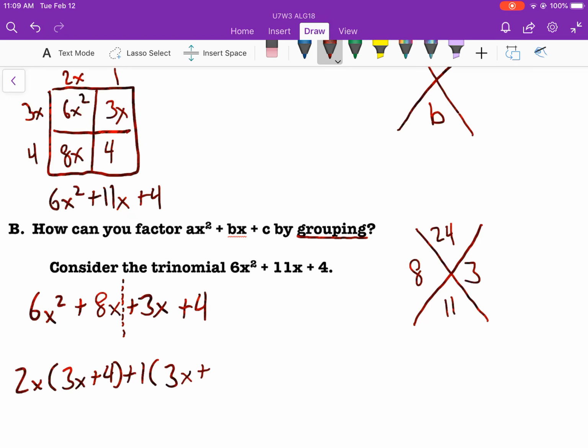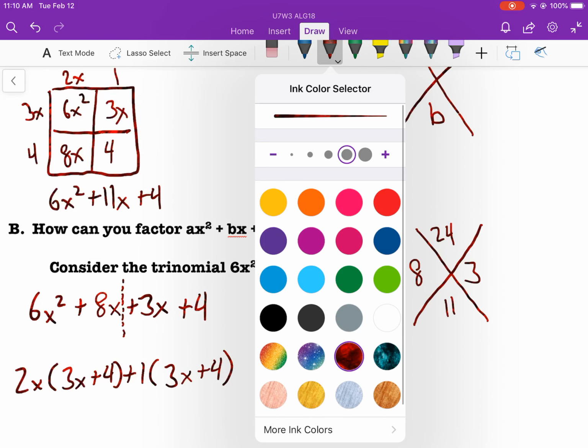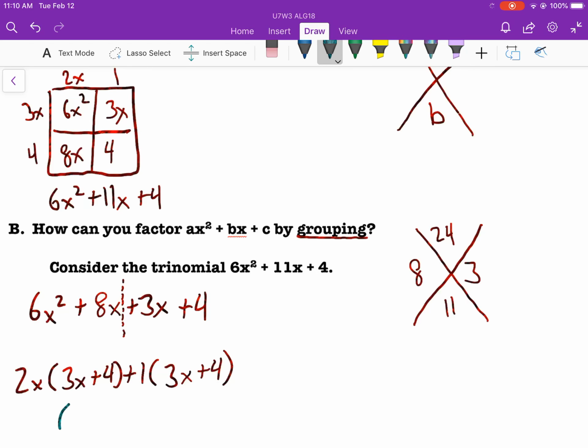And we have 3x plus 4 left over because we didn't change anything. And now notice that this expression and this expression are the same. And we can factor that out because that's the GCF of the entire expression. And we can say that 3x plus 4 and 2 multiplied by 2x plus 1. Factored.